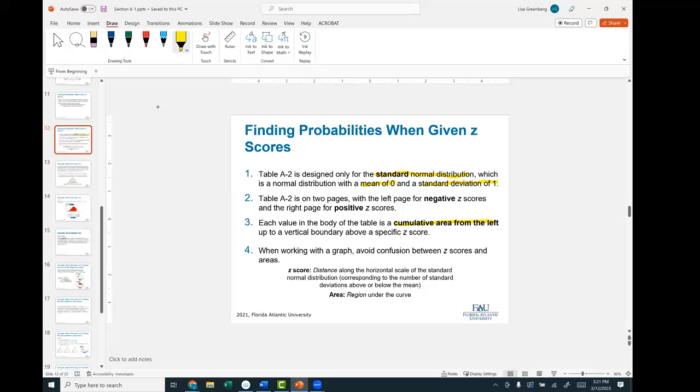And when working with a graph, avoid confusion between z-scores and areas. This is important. So z-score is the distance along the horizontal scale of the standard normal distribution, which corresponds to the number of standard deviations above or below the mean. And then the area is the region under the curve, which is our probability. So let's take a look.